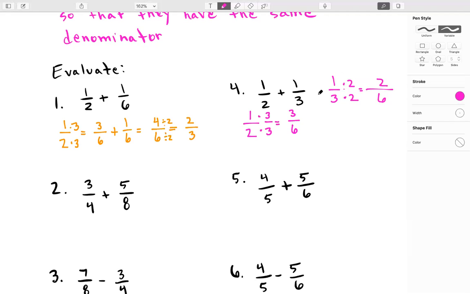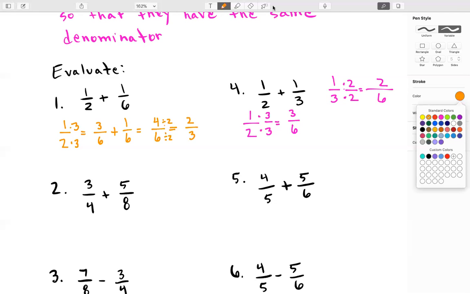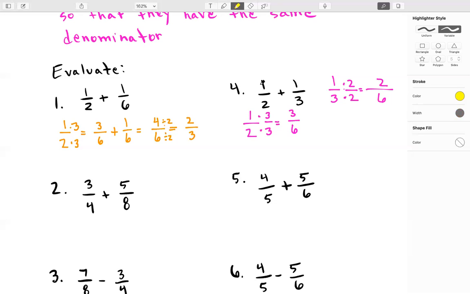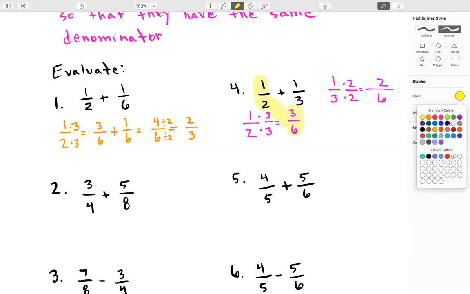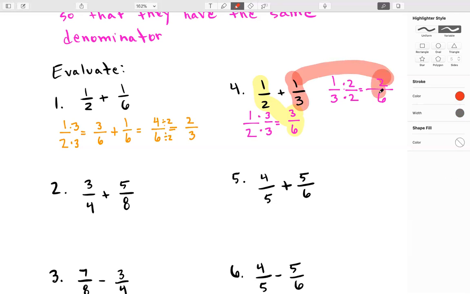You see what I did there? That was a totally legal move. I just multiplied it by the same number over itself. That 3/6 is equal to 1/2. And 2/6 is equal to 1/3. But now, actually, let me highlight this. That 1/2 becomes the 3/6, sixths, and then the 1/3 becomes the 2/6.